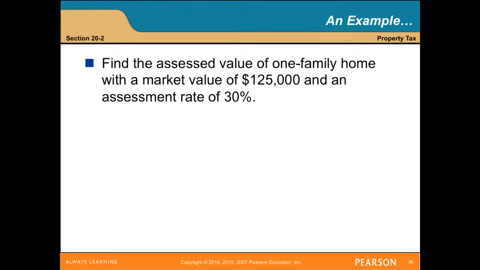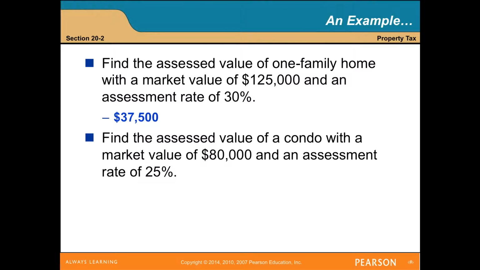Another example, find the assessed value of a one-family home with a market value of 125,000 and an assessment rate of 30%. So that is 37,500. Another example, find the assessed value of a condo with a market value of 80,000 and an assessment rate of 25%. And the answer is 20,000.